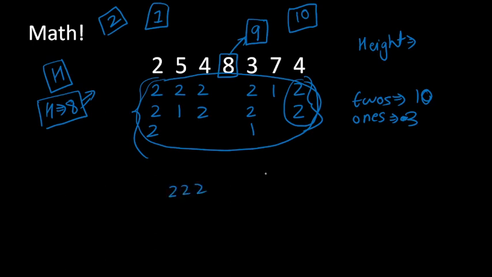2, 2, 2. How many 2s do we have? We have 10 2s. So 2, 2, 2. Again a 2. 1, 2, 3, 4, 5, 6, 7, 8, 9, 10. And then we have 3 1s.